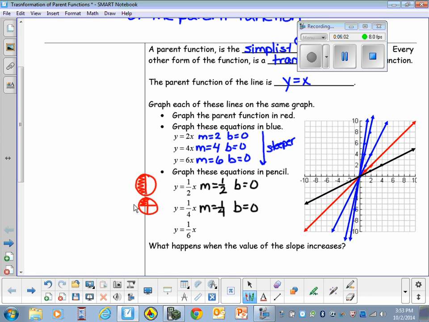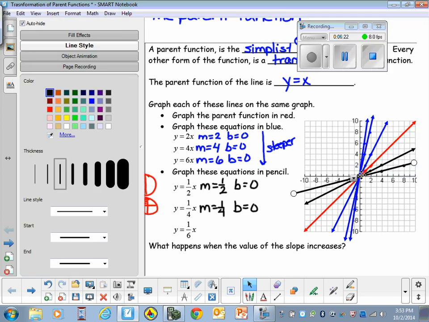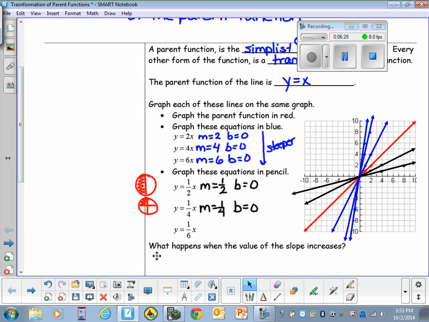Our y-intercept is still 0. Up 1/4, up 1/4. Use your straight edge. I'm going to extend this line a little bit and put my arrowheads on. And finally, 1/6. Is 1/6 smaller or larger than 1/4? It is smaller. 1/6. So with this set of lines, we are getting flatter every single time.